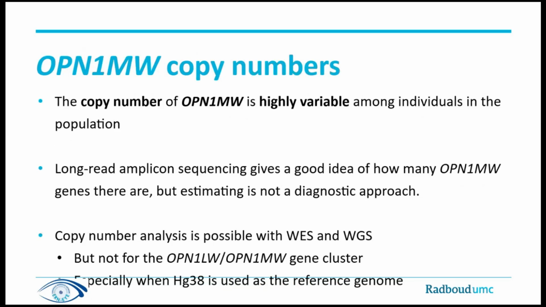So why do we need this copy number analysis? Now, Susanne Kohl already explained this really nicely. The copy number of OPN1 is highly variable among individuals. And long-read amplicon sequencing provides a good estimate of how many OPN1 genes are present, but estimating is, of course, not a very diagnostic approach. Copy number analysis is generally possible with standard exome and genome sequencing. However, this does not work for the opsin gene cluster, especially when HG38 is used as the reference genome.